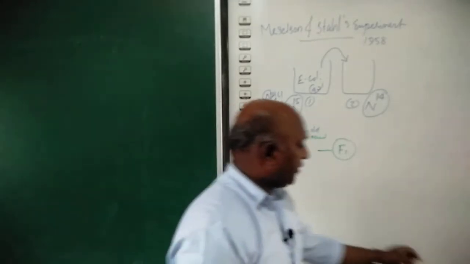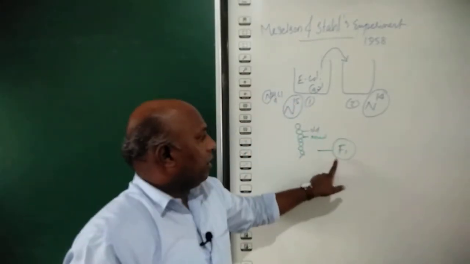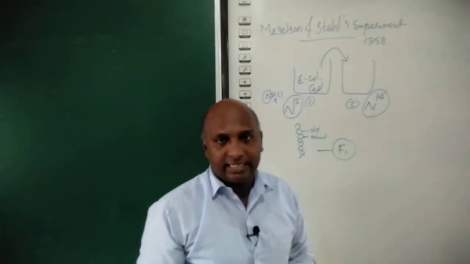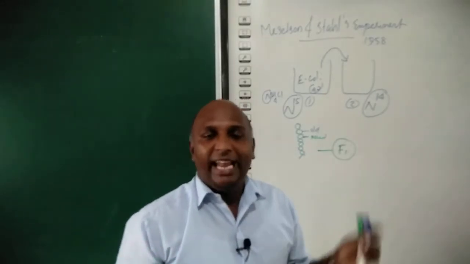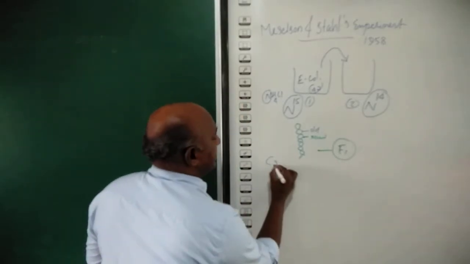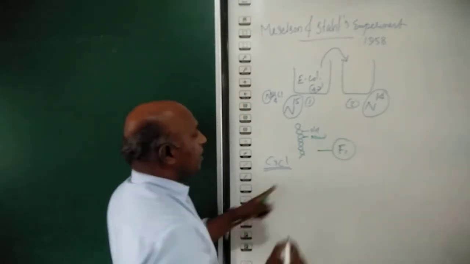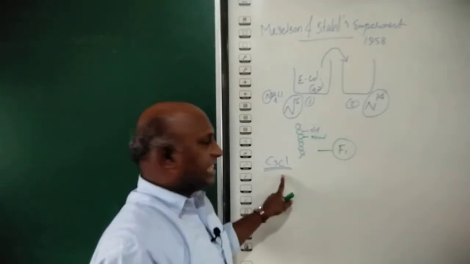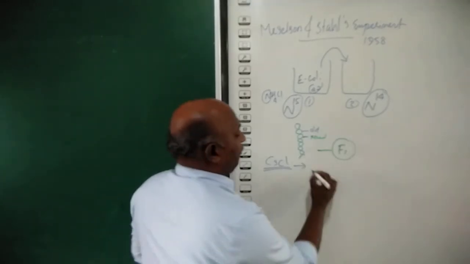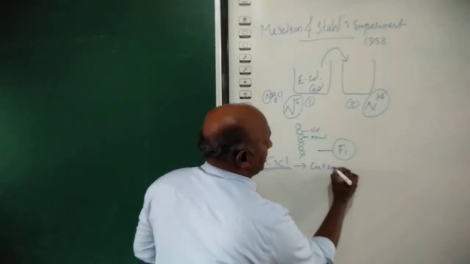Then the DNA molecule was extracted and dissolved in cesium chloride, CsCl, and then taken for the centrifugation process.